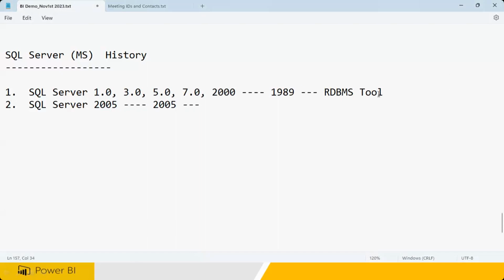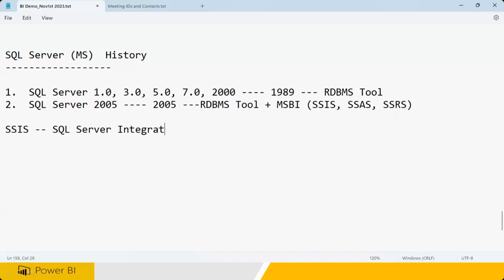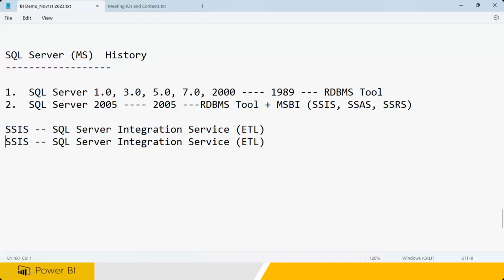In this, Microsoft added not only the RDBMS software, MSBI also got added. MSBI means three tools. Okay. So what does SSIS mean? SSIS means SQL Server Integration Services. I will be talking about this tool tomorrow. This is an ETL tool. So this is what Microsoft added.